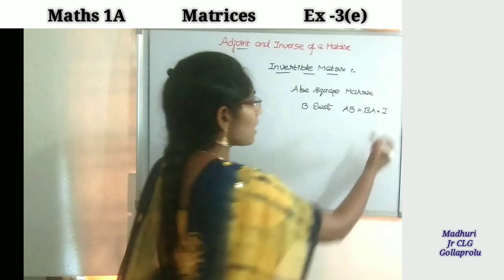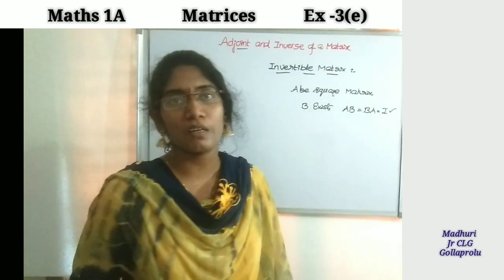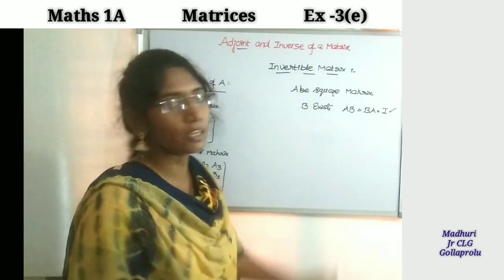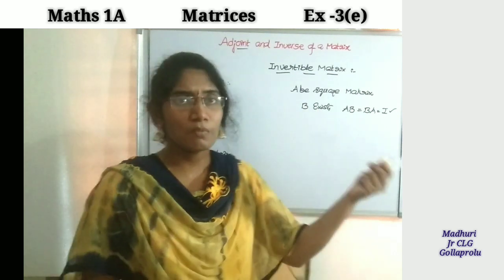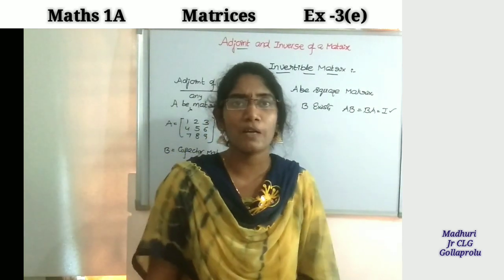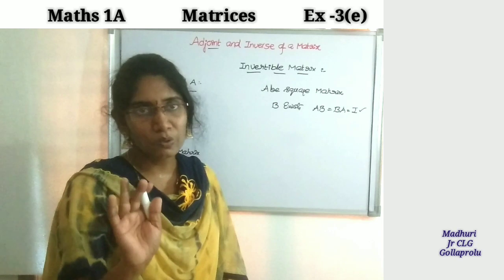Okay, what is I here? This is the unit matrix of the same order as A and B. What is A here? A means here we are taking the square matrix. Okay, let us recall the definitions once.